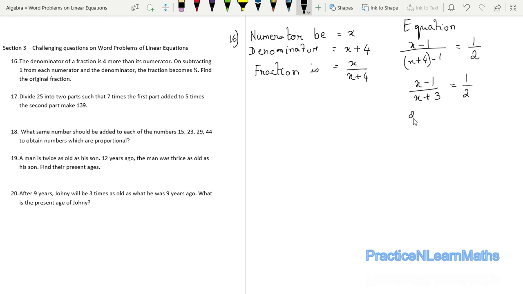Now by cross multiplying, 2 times x minus 1 is equal to x plus 3. 2x minus 2 is equal to x plus 3. Subtracting x from both sides, we get x minus 2 is equal to 3. Adding 2 to both sides, we get x is equal to 5. So, the fraction is 5 over 9, and that is the answer.